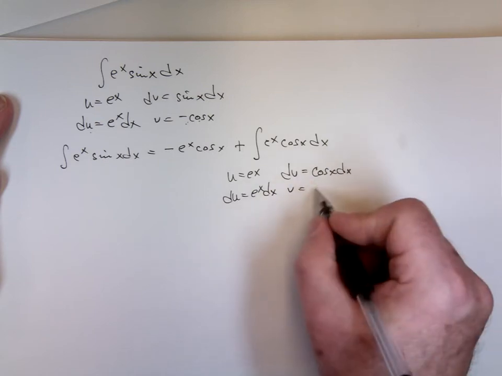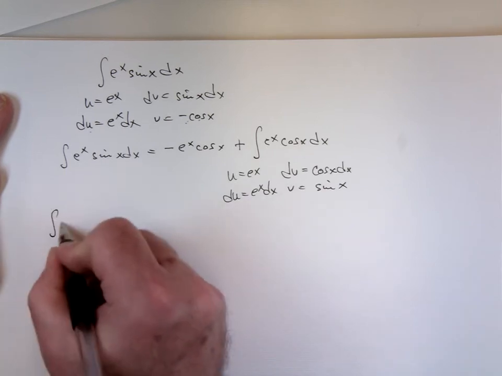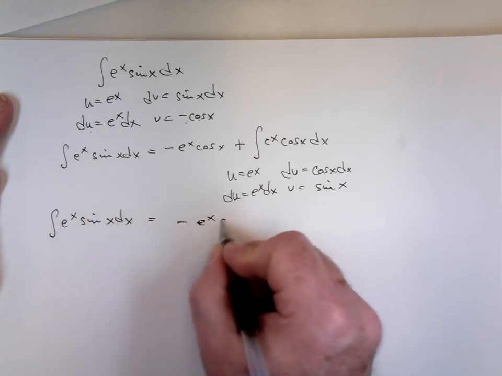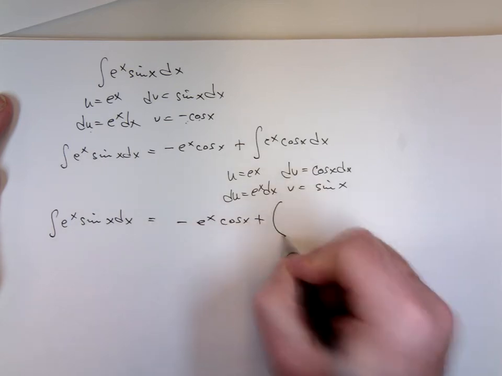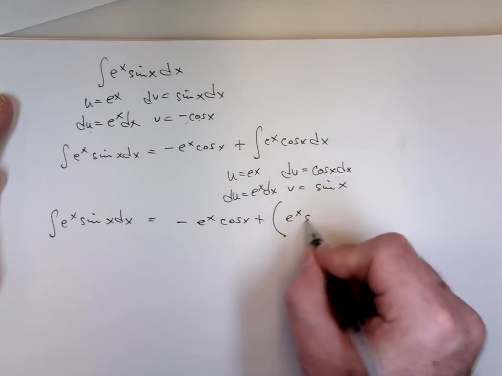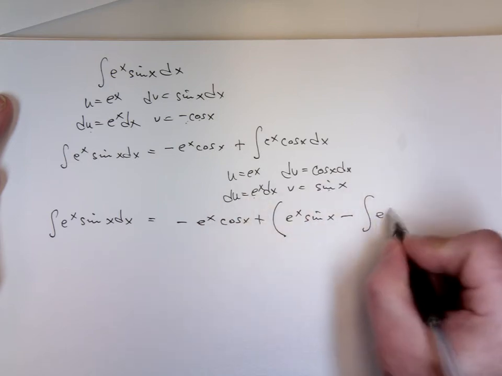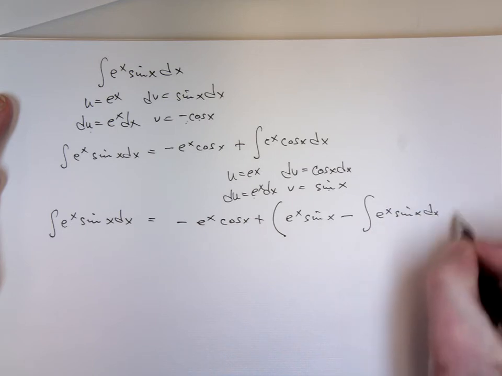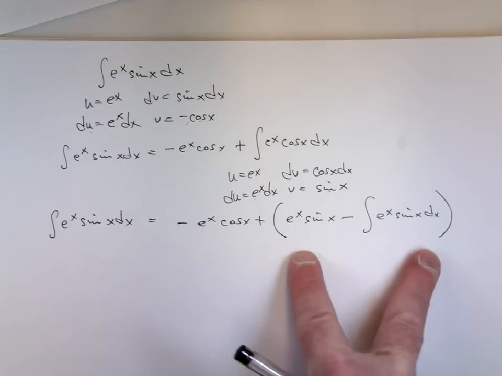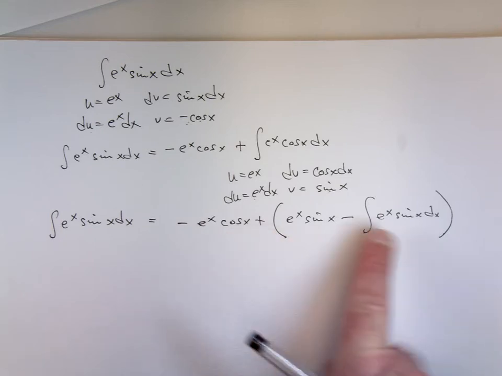Okay. So now, here's what I got. The integral of e to the x sine x is equal to the opposite of e to the x cosine x plus, now, what's that integral equal to? uv minus the integral of v du. Okay. Drop the grouping symbols. This time it's preceded by a plus, so there's no need to change signs. I get a minus here. What am I going to do? I'm going to add this integral to both sides, giving me two of them over here.